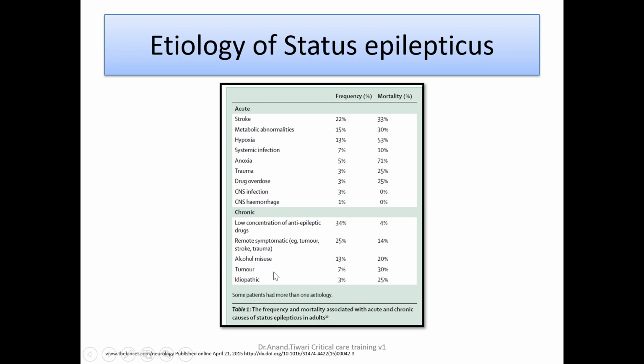Sometimes it may be idiopathic in late onset epilepsy. So all these are the causes which can take a patient from a single seizure to status epilepticus.